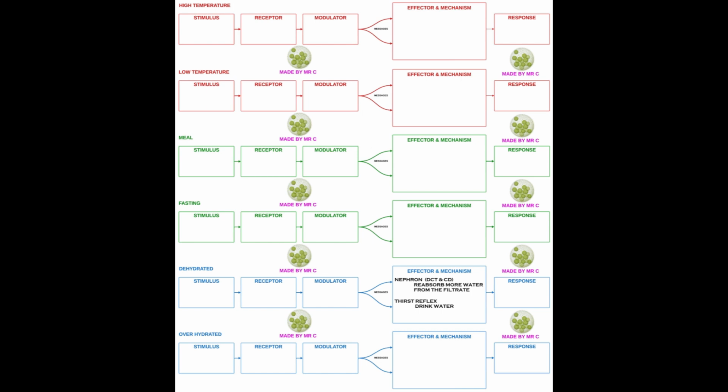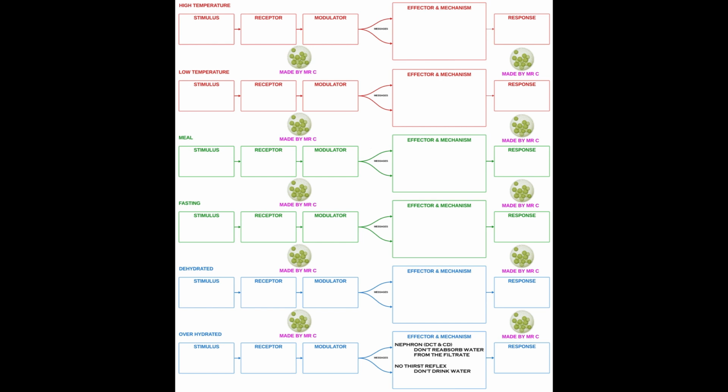The neural response is the initiation of the thirst reflex that makes the person want to drink water. So the overall response is an increase in the water concentration of the blood, which directly opposes the original stimulus, and therefore this is negative feedback. But what if you're one of these people that drinks a lot of water every day? You become overhydrated. So the stimulus is a high blood water concentration.